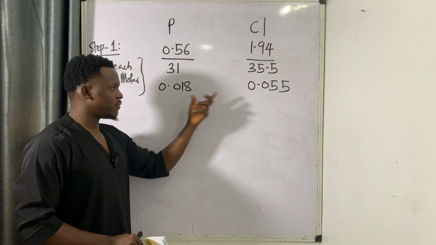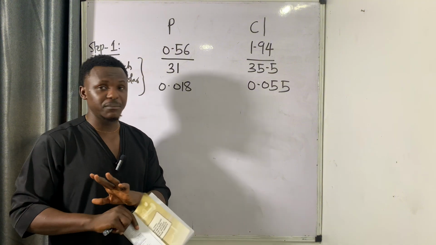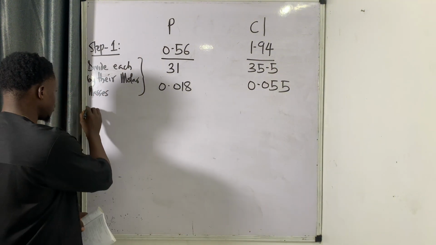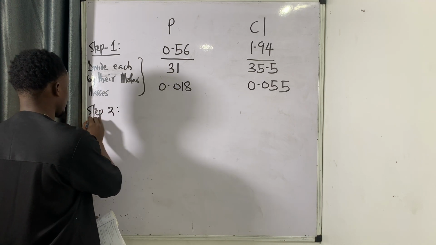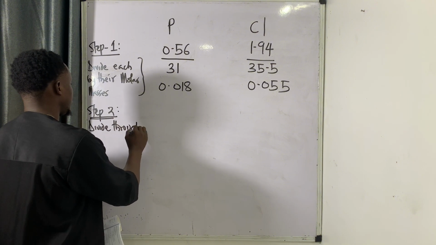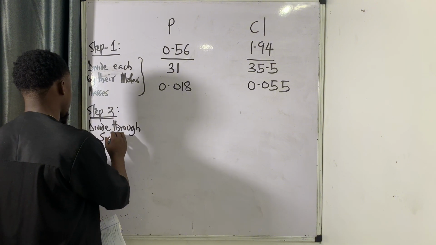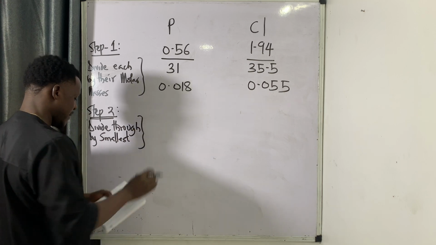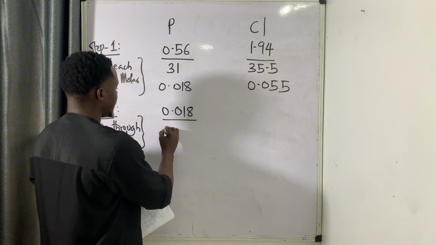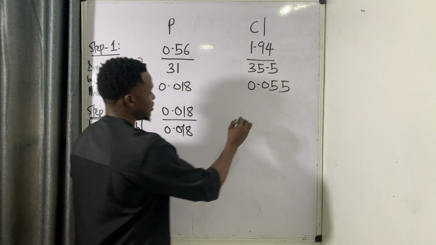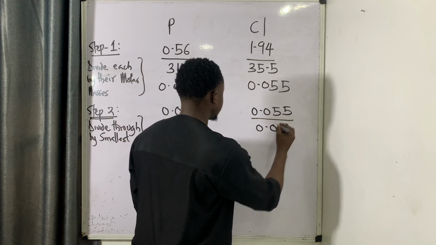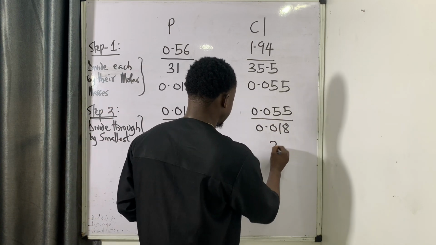Now recall, once you're done with the step one, the next thing you're going to do is to look at these two answers. Which of these two guys is the smallest? Whichever of them is the smallest, you're going to use it to divide through. So divide through by the smallest. So step two, divide through by the smallest. So this becomes 0.018 divided by 0.018, 0.055 divided by 0.018. Now this is 1 and this is 3.